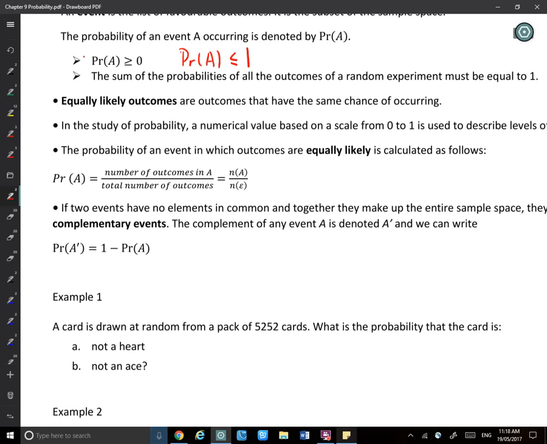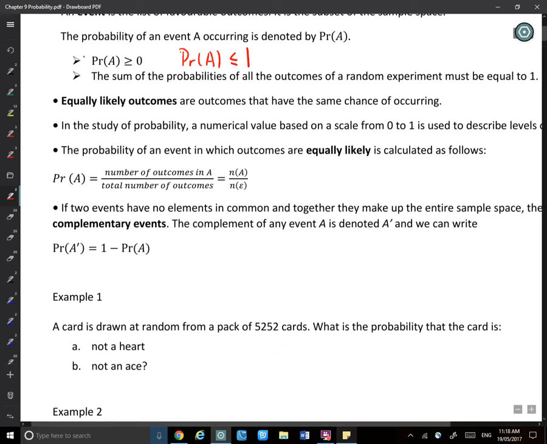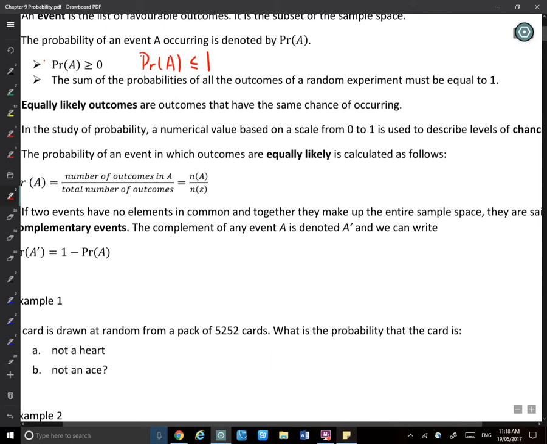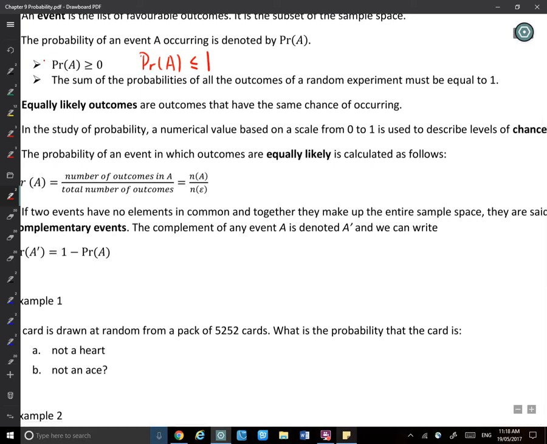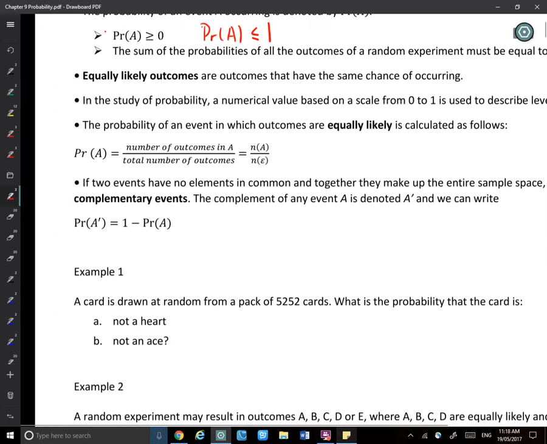So 100% sure is something that definitely will occur. The sum of probabilities of all the outcomes in a random experiment must be equal to 1. So the probability of getting head plus the probability of getting tail must give you 1.